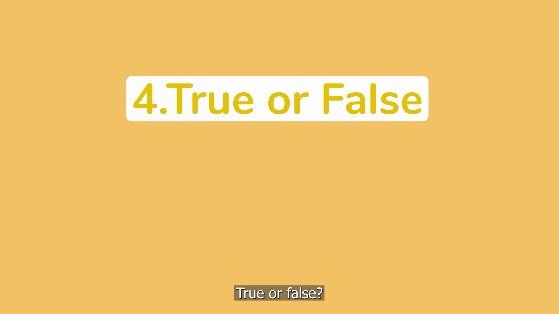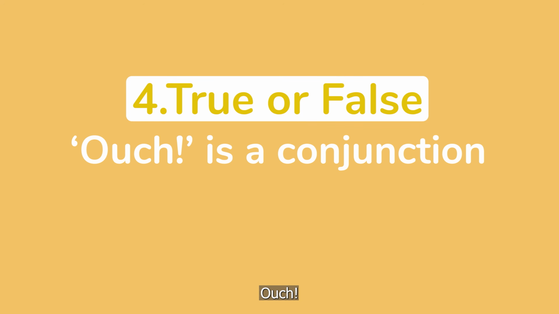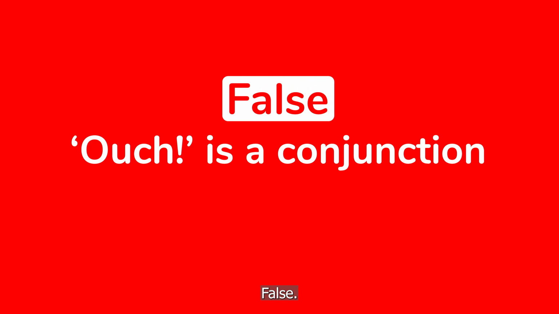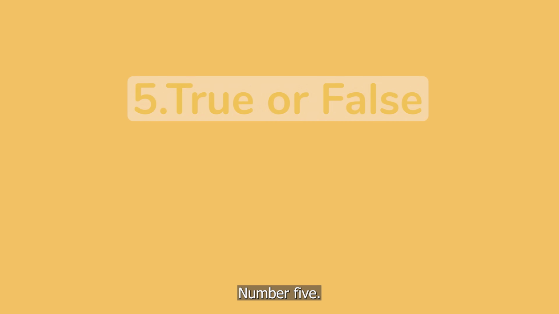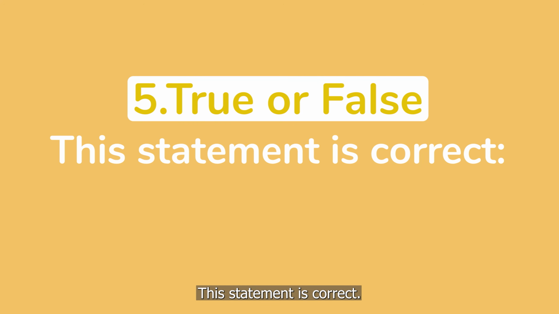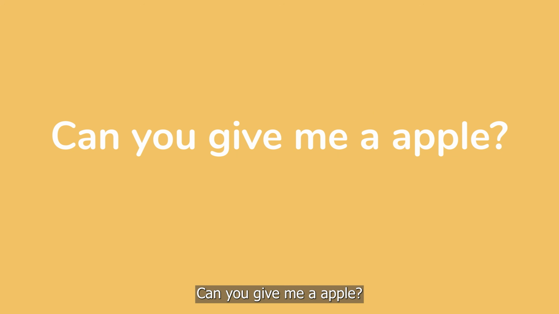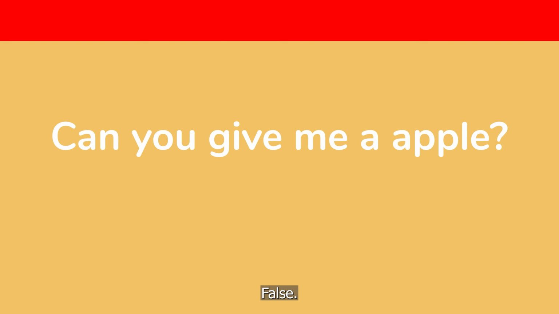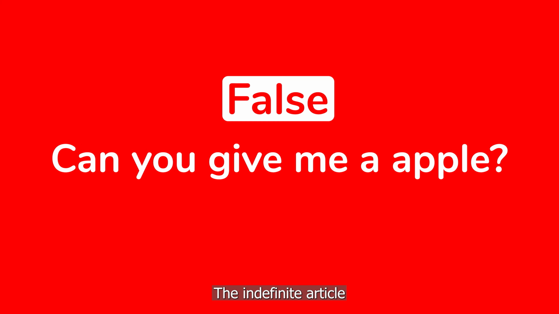Number 4, true or false? Ouch is a conjunction. False. It's an interjection. Number 5, true or false? This statement is correct. Can you give me a apple? False. The indefinite article an should be used before vowel sounds. So, can you give me an apple is correct.